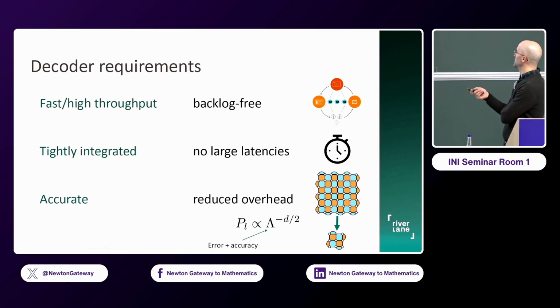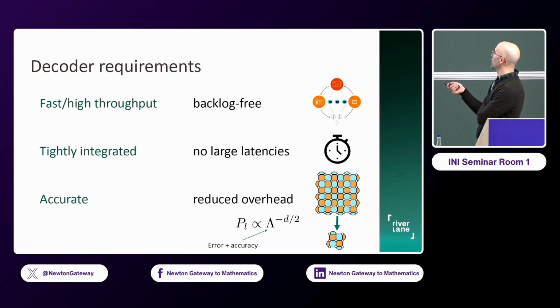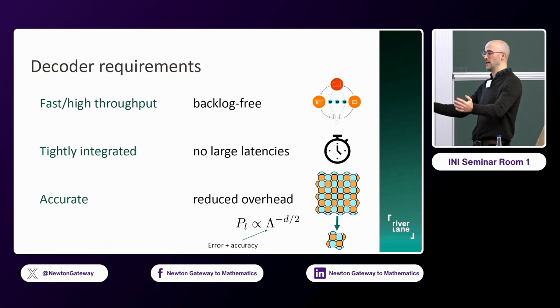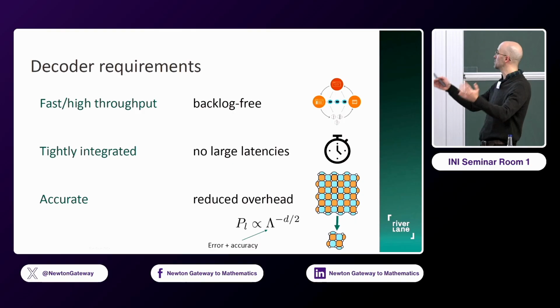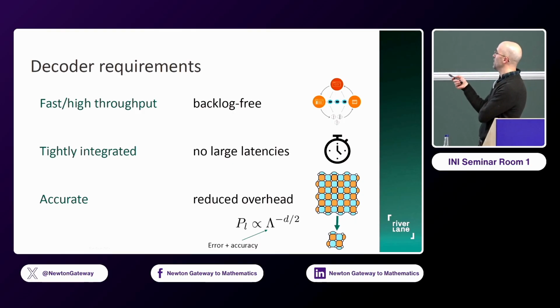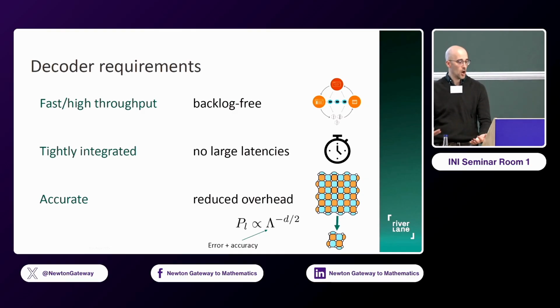It also needs to be low latency, which means you want the decoder to be fast. It needs to be able to cope with the data in real time, but it also needs to do it quickly, because you want your quantum computer to be fast. If your decoder is slow, you're going to be slow at doing your logical operations, and we want our quantum computers to be as fast as possible.